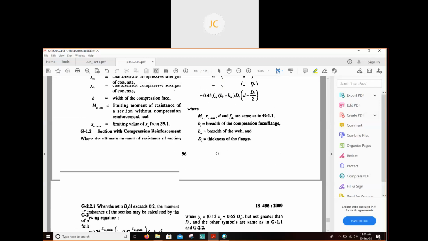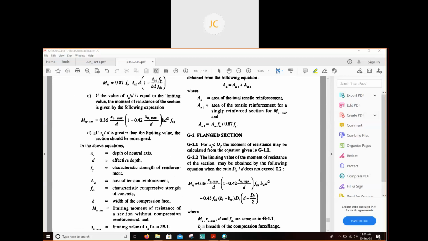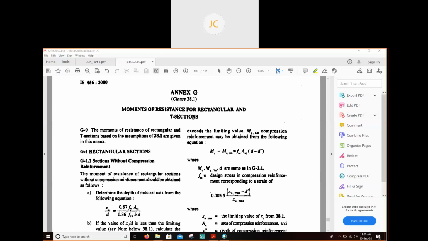Yeah, this page number 96. Go to page number 96, annexure G. Annexure G, moment of resistance for rectangular sections. All of you got this?